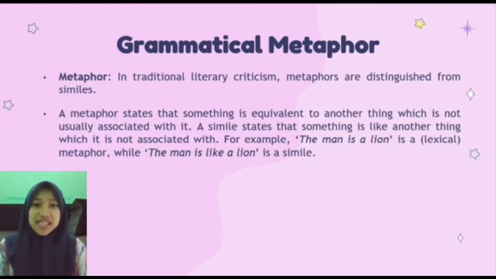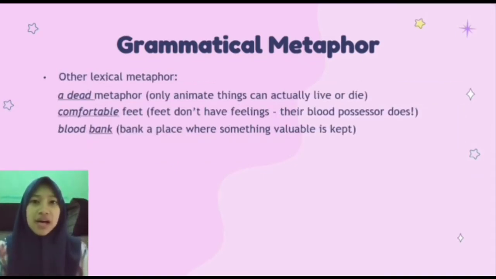In traditional literary criticism, metaphors are distinguished from similes. A metaphor states that something is equivalent to another thing which it is not usually associated with. A simile states that something is like another thing which it is not associated with. For example, "the man is a lion" is a lexical metaphor, while "the man is like a lion" is a simile. Another example of a lexical metaphor is a dead metaphor.